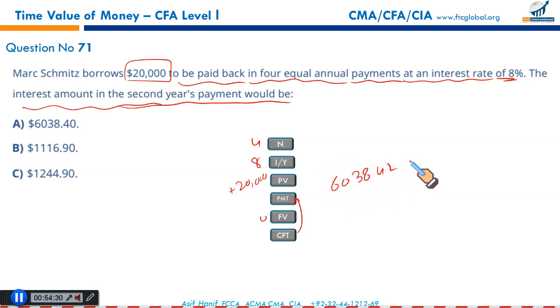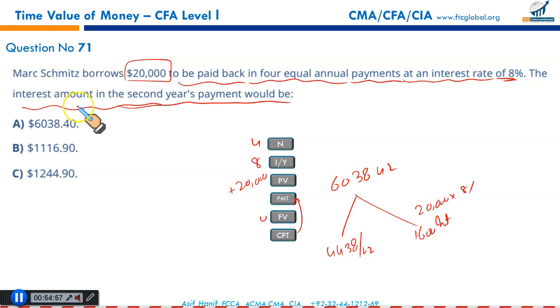If you punch in the numbers, the periodic payment for 4 years would be 6038.42 straight away. Part of it is interest, part of it is the principal part. Let us first calculate the interest part. $20,000 is the loan, interest is 8, so that means 20,000 times 8%, $1,600 represents interest. Out of 6,038.42, 1,600 is interest. Take the difference, this will give you the principal part. 4,438.42 is the principal, right?